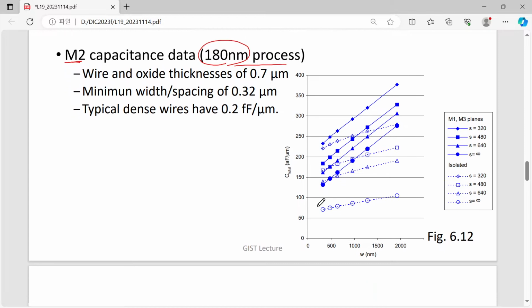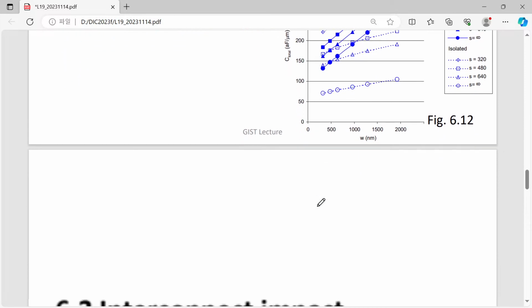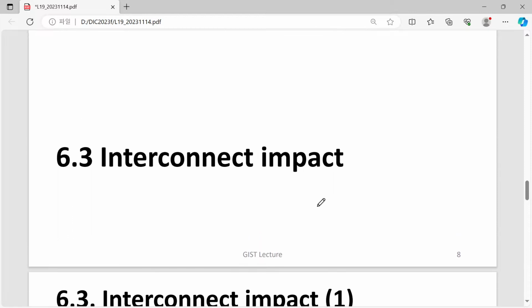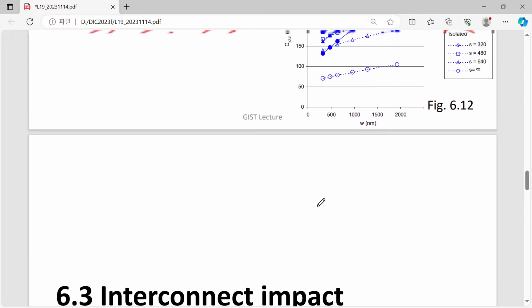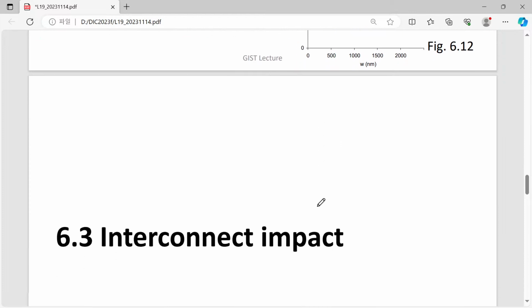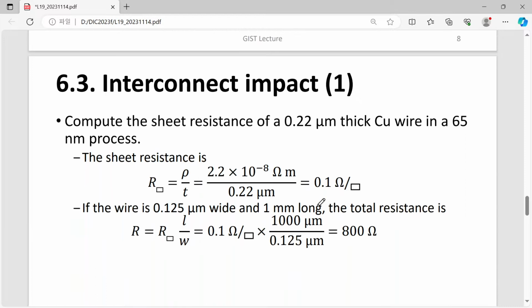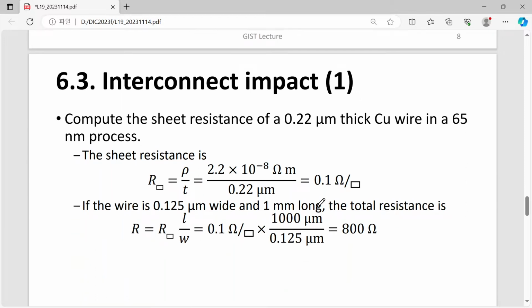Okay, so now let's go to this interconnect impact. Here we have some examples. In the textbook we have many examples, so I have just selected some of them to highlight the impact of interconnect.